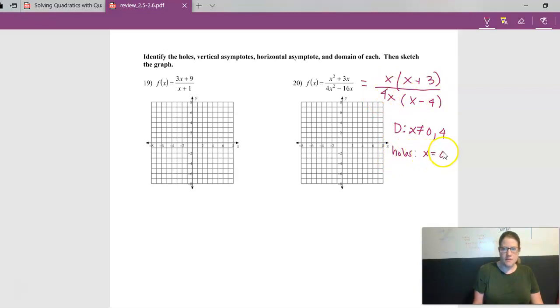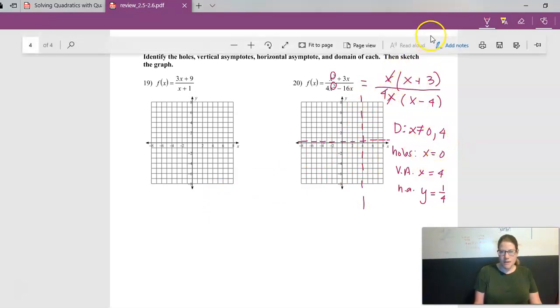There is a hole at x equals 0 because that x cancels with that one. And then the vertical asymptote would be at the 4. Oh, and the horizontal asymptote, go back to the beginning, second degree over second degree, so just 1 over 4. So I have that horizontal asymptote here at 1/4. I have a vertical asymptote at 4. Put those on first. My hole is at 0.